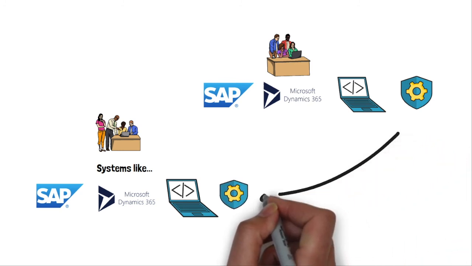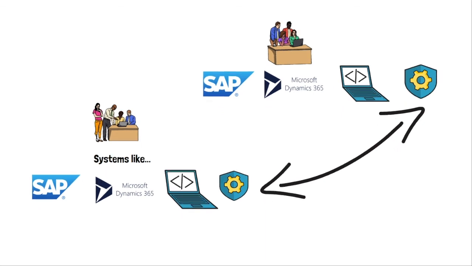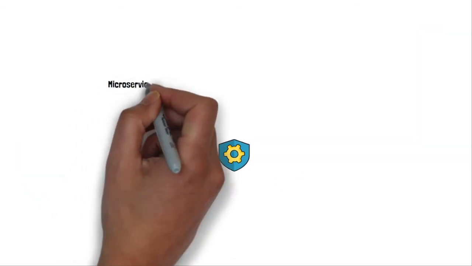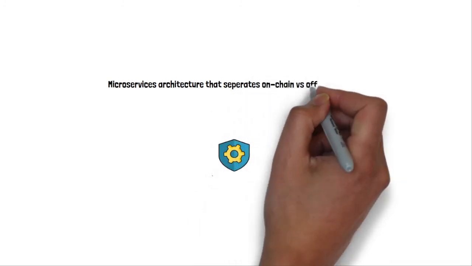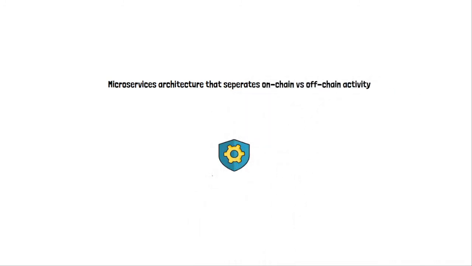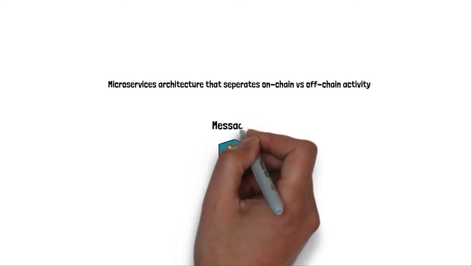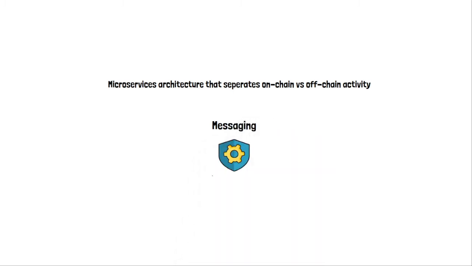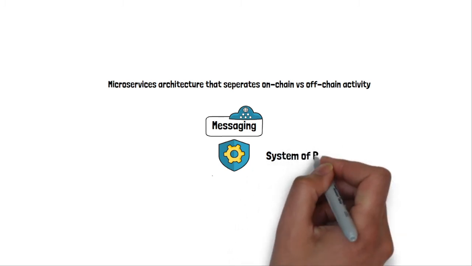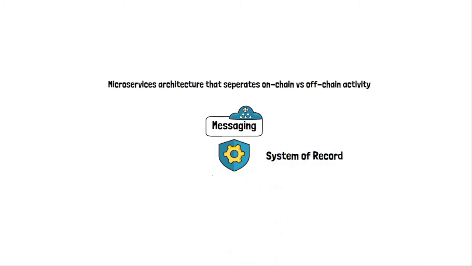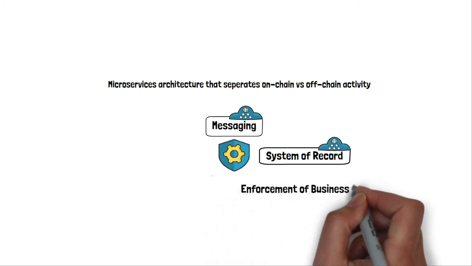When you dive into what that plugin really stands for, the way that it is built, which is native at this point, that's what we're calling it, native, it's built on a microservices architecture that separates on-chain versus off-chain activity. So you have messaging that sits in its own cloud, its own containers. You have a system of record that we showed you, like SAP, which is sitting in its own cloud.